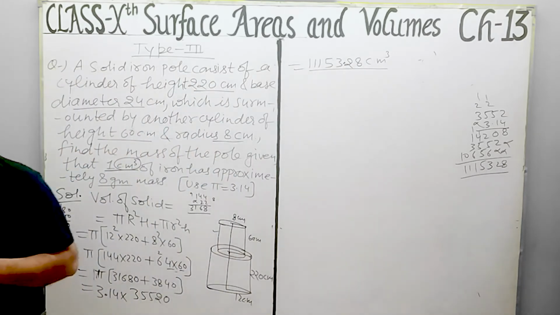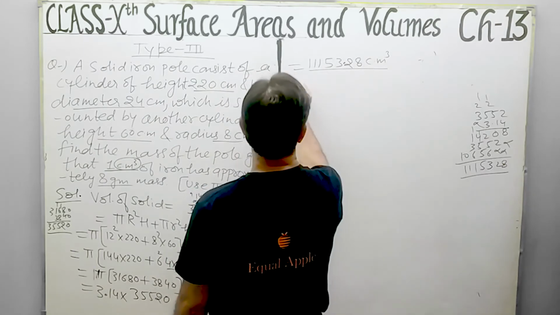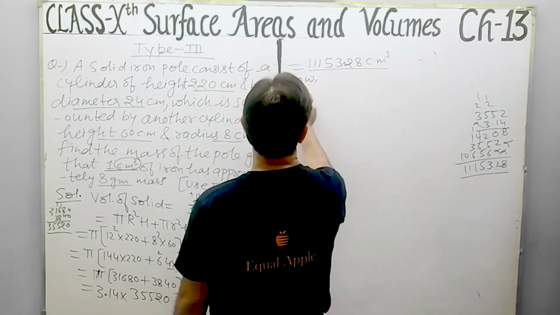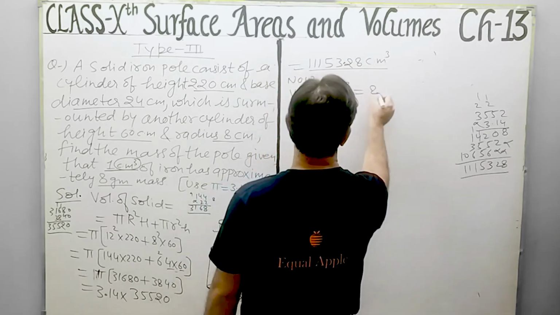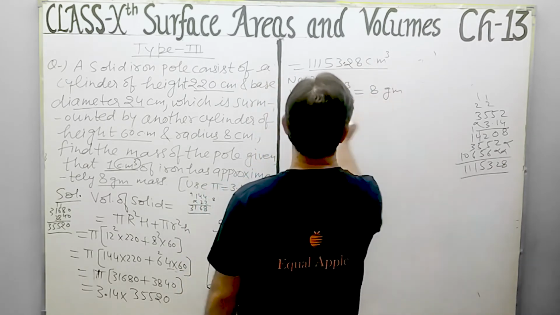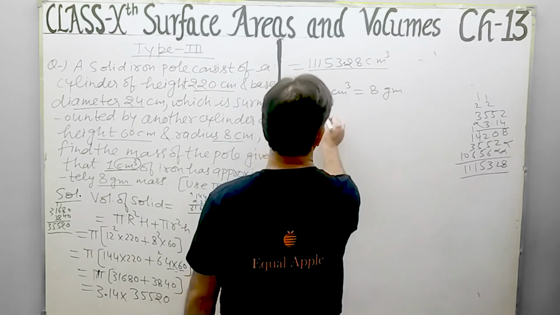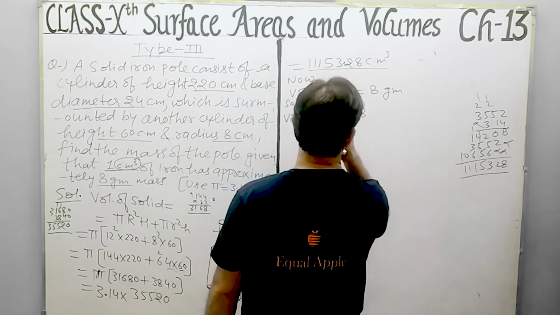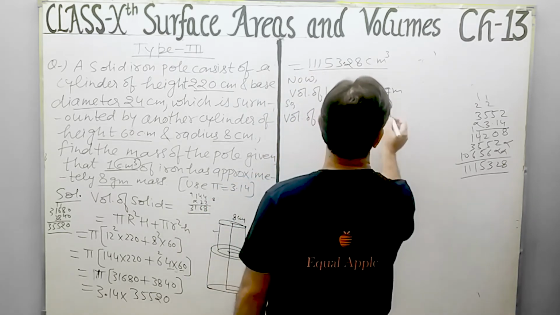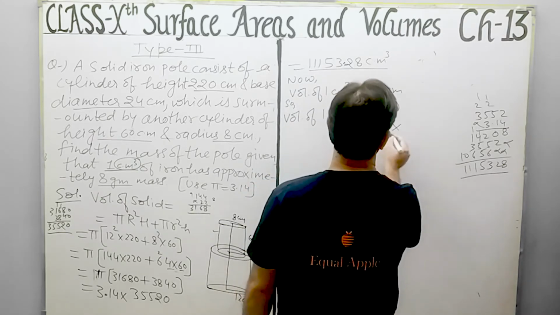So, now we have, the mass of 1 cm cube is 8 gram. So, the mass of 1153.28 cm cube will be 8 into 1153.28, upon 1000, we will convert this into kilogram.